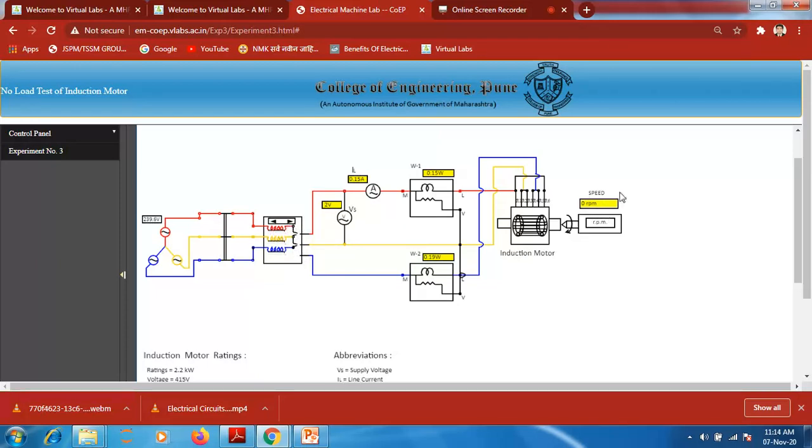Okay, you have to keep your eyes on this speed section, at what speed exactly it will run, or at what rated voltage it is going to rotate. So at 2 volt it is not going to rotate. Then at 4 volt it is not going to rotate. 6 volt, not. Okay, so I'm just increasing the voltage up to 80 volt.